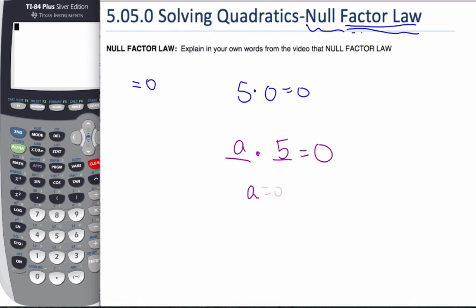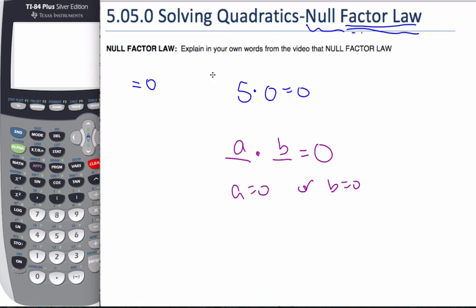But if I said this was b, well, now I know one of these is 0. So a is 0 or b is 0. One of them is 0. It doesn't matter which one, as long as one of them is 0. And so I would have two answers. So that's what the null factor law says.